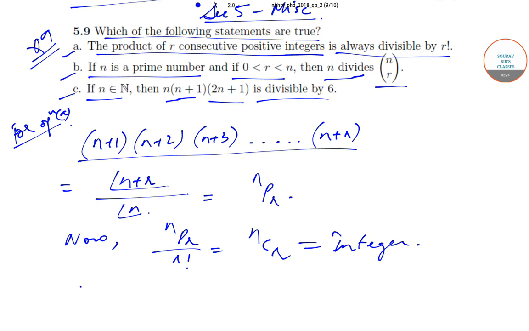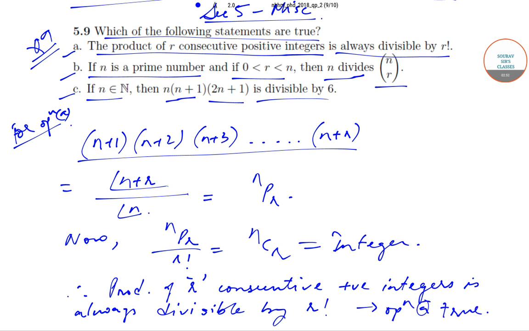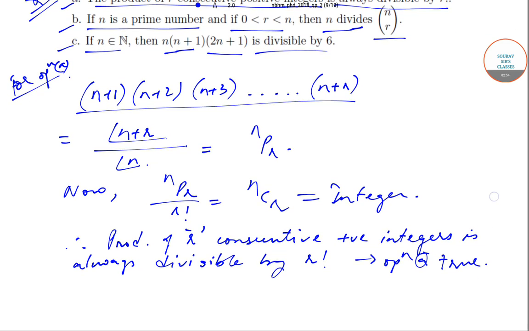r factorial. Therefore the product of r consecutive positive integers is always divisible by r factorial. So option A is true. Now let's move on to the next option.